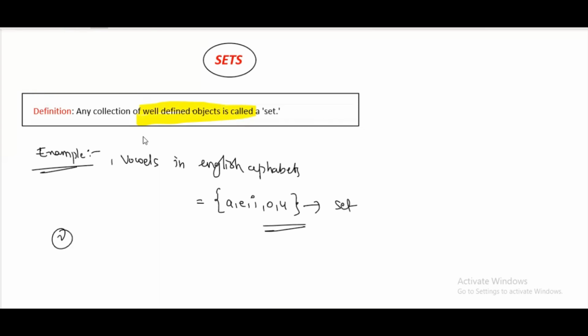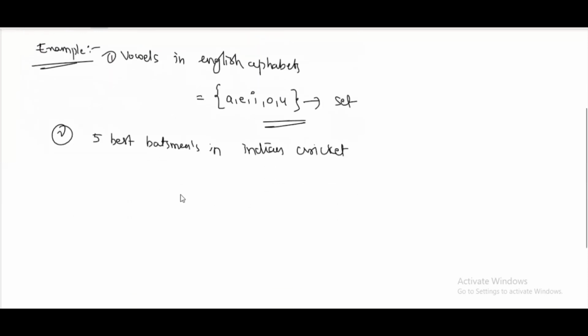Let's see another example, like 5 best batsmen in Indian cricket team. If we ask some person X, they will tell whom they like, whom they feel are the best cricketers. If I ask some person Y, they will tell a different answer, the best 5 whom they like. So the question and its answer changes from person to person. So this is not well defined.